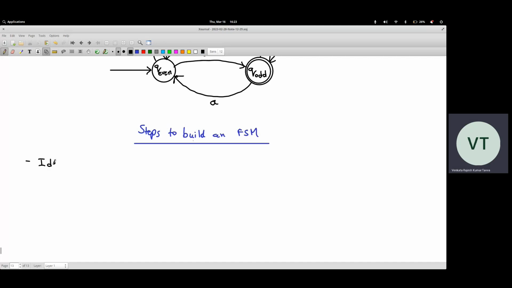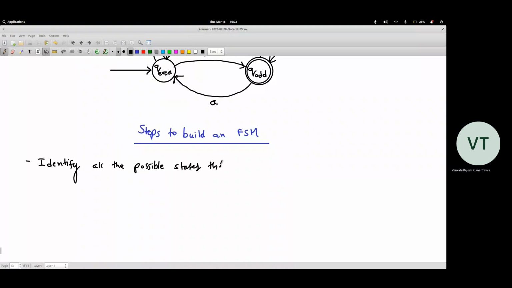So the first step is to identify all the possible states the machine will be in. Like in the previous case, the machine can be only in two possible states. Either it has seen an odd number of A's or it has seen an even number of A's. There is no third state. You don't need a third state. So try to give meanings to the states. Then you will understand how many states you need.